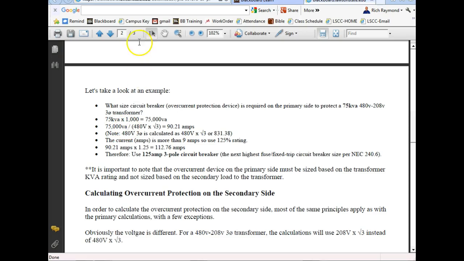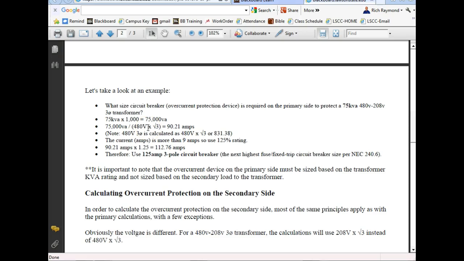So they're showing you how you do that. This is a 75 kVA transformer. First of all, they took it from kVA and converted it to VA, right? Of course, you wouldn't have to do that because you know engineering on your calculator. Then they took the 75 kVA and divided by 480 times the square root of 3. And what they're doing is compensating for the 3 conductors.